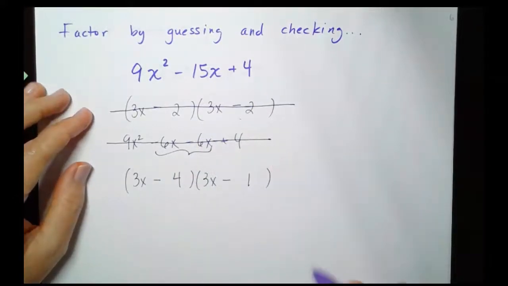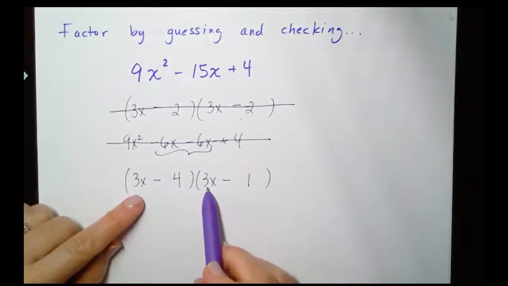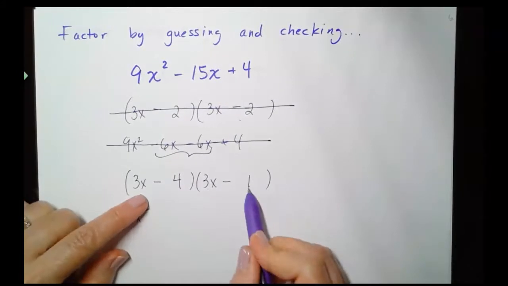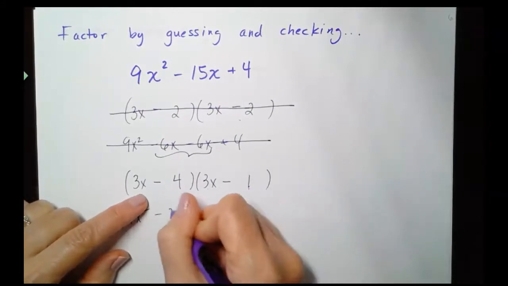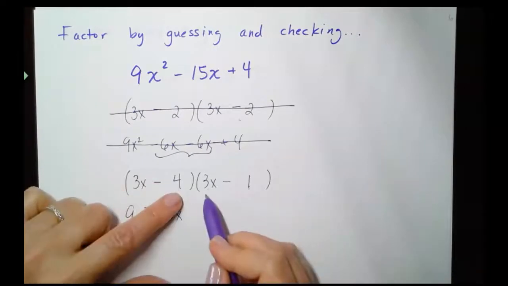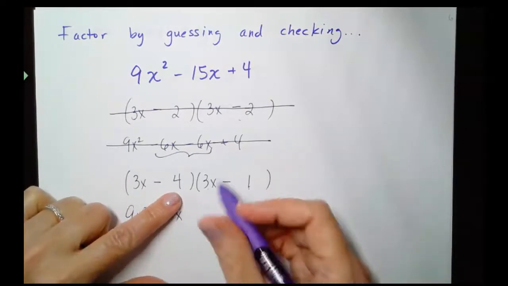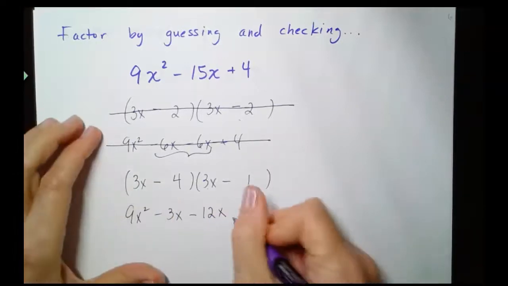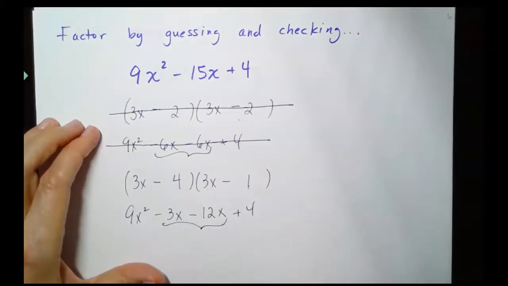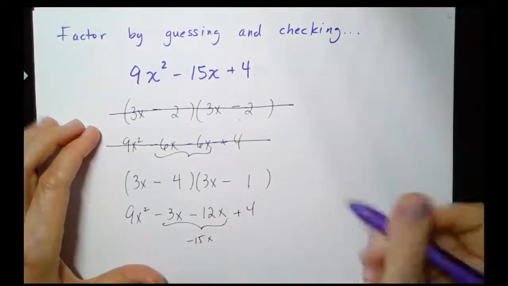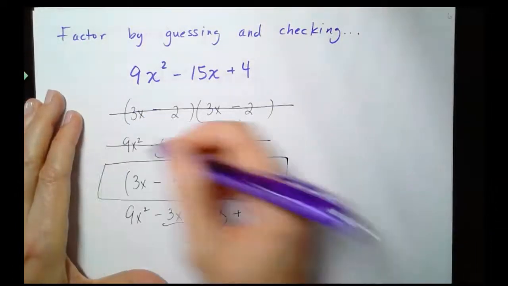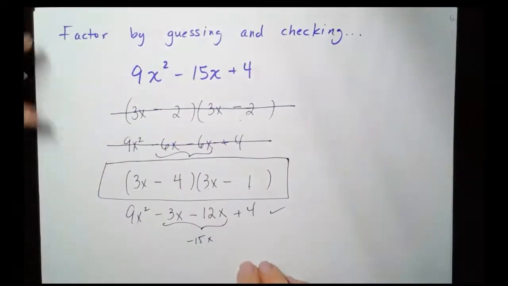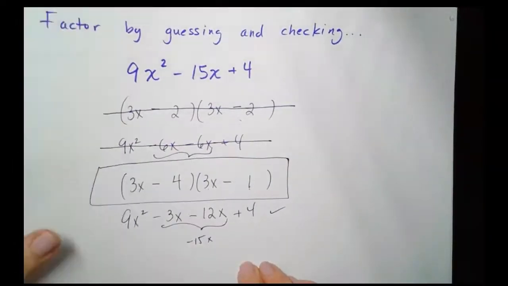And let's check it out. So, first sides, 3x times 3x is 9x squared. Outsides, 3x times negative 1 is negative 3x. Insides, negative 4 times 3x is negative 12x. Negative 4 times negative 1 is plus 4. This time, do we get a negative 15? We do. Our guess is verified by our check. Sometimes these problems take 2 or 3 tries. Don't be dismayed, just keep trying.